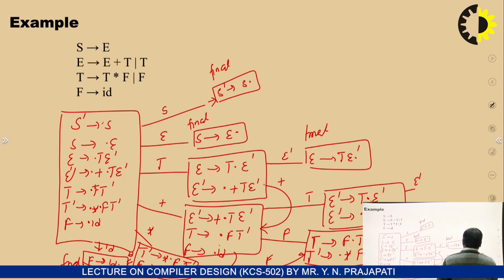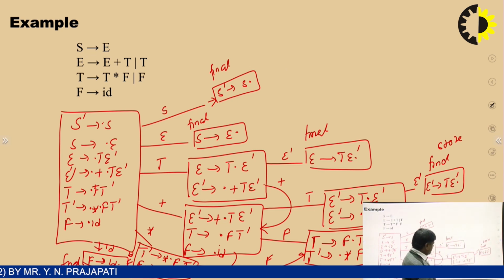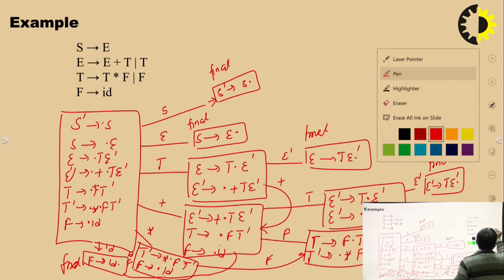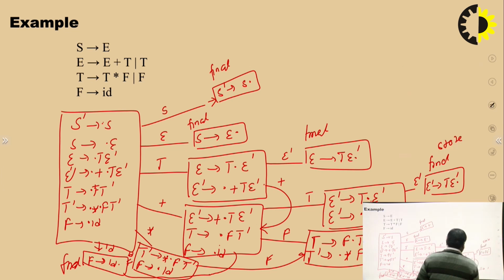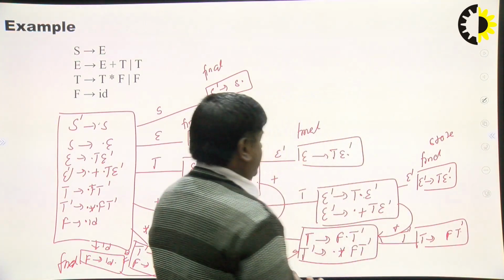We simply write E dash, and E dash tends to T E dash. Now this is your final state. When we explore this one, plus T and the T production, this one and this one. Now this one is the T. We need to explore this one. Now here that is T dash, and T tends to F T dash and this one. Okay, this one has been explored, and F. This one is your final state, and T dash.